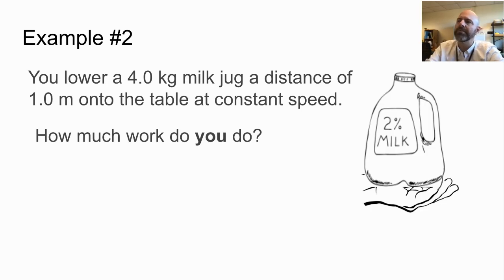We can talk about taking a jug of milk and lowering it a distance of 1 meter at constant speed. Now, how much work do you do is a question. We have the R vector pointing down. We have a normal force vector, or an applied force, if you want to think of it that way. That's probably a little bit better. Pushing upward, keeping it from falling as it's being lowered down.